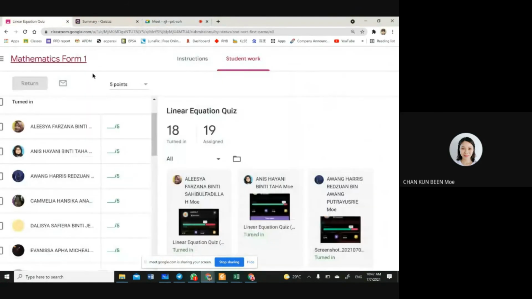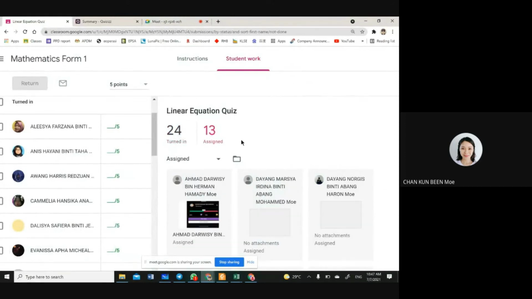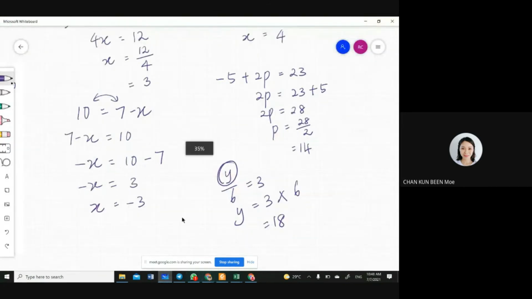Let's see how many already handed in. Okay, 24 turned in already. 13 not yet, 13 of you. Hey, how come 13 not yet? No, never mind. So I go on.